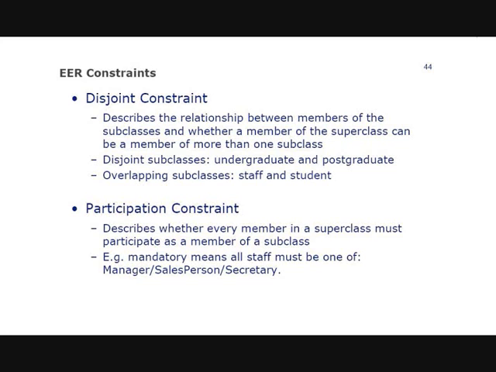So mandatory is where each entity occurrence has to belong to one of the sub-entities. Optional is where you might belong to the super entity, but not necessarily to one of the sub-entities. Do we understand that?